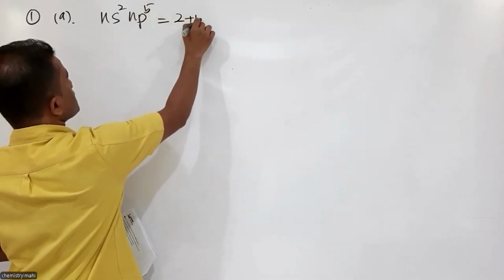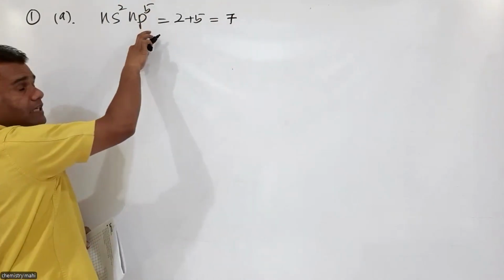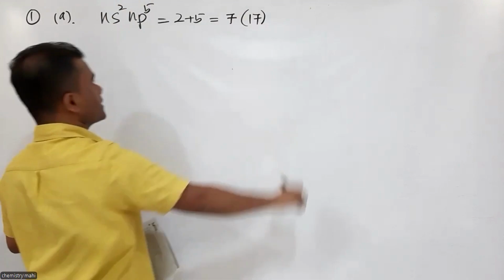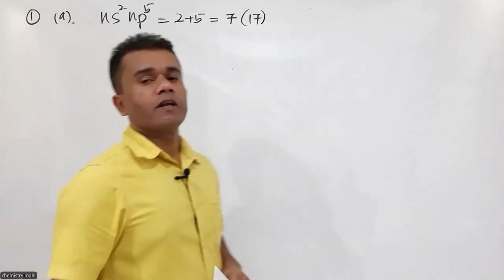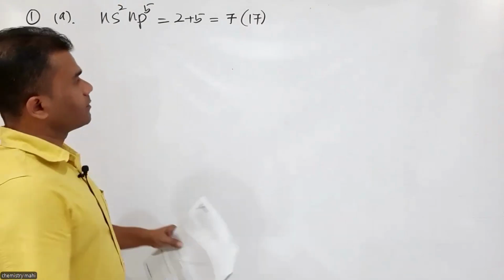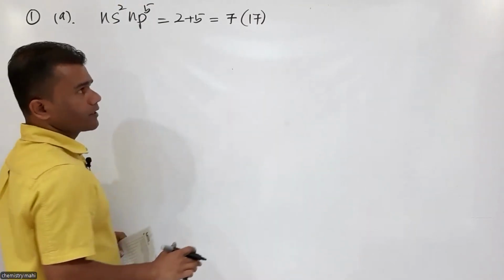You add 2 plus 5, it's 7. But in the case of filling electrons to p, I ask you to take this not as 7 but as 17. Then where do you place them? Group 17. Below that, you have been given the skeleton of the periodic table, so you can place it and show it.